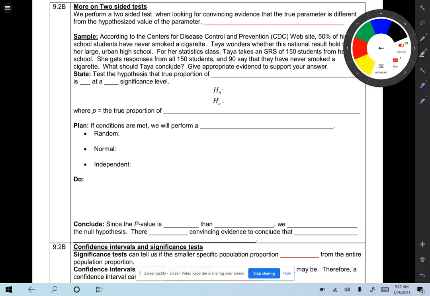Hello, AP Stat students. Today we are going to do a two-sided test and then look at the connection between confidence intervals and significance tests. We perform a two-sided test when looking for convincing evidence that the true parameter is different from the hypothesized value of the parameter.